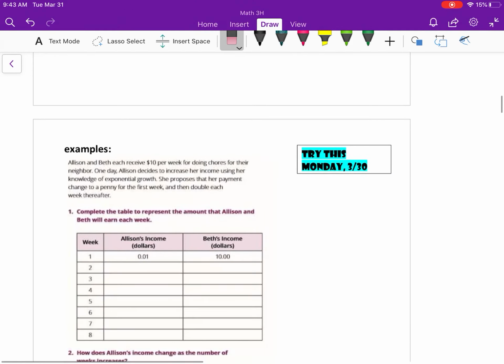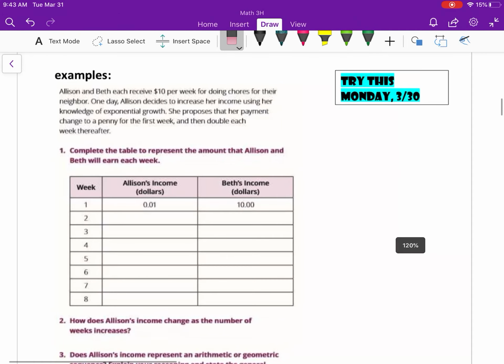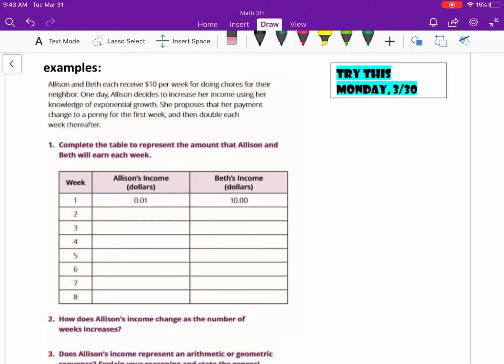Okay? Now, I asked you yesterday if you would just try this table. This table actually was pretty easy. If you even so much as just looked at it, you understood what it was meaning. It's talking about Allison and Beth receiving $10 a week for chores for their neighbor. One day, Allison decides to increase her income using her knowledge of exponential growth. She proposes that her payment change to a penny for the first week and then double each week thereafter.